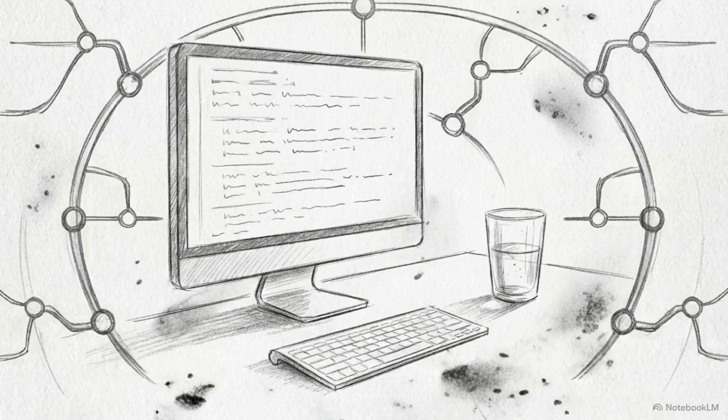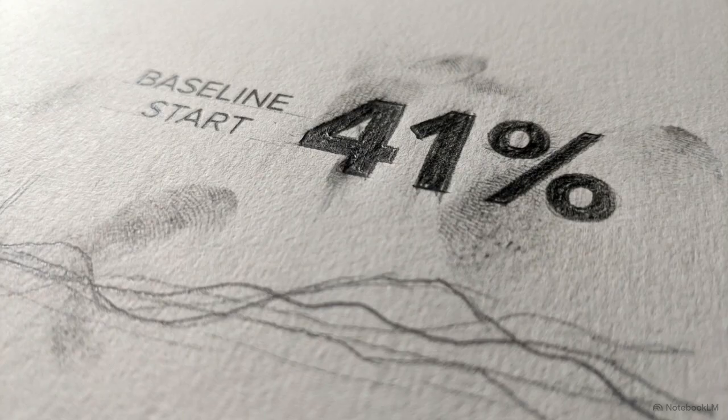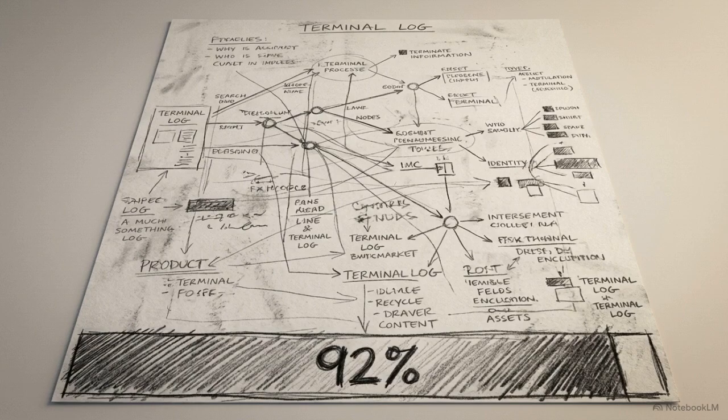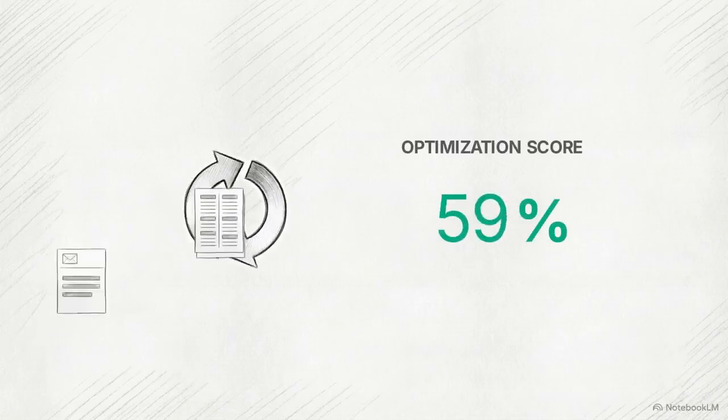You return the next morning after the system has run unsupervised. This log shows the mathematical outcome of a typical session. In this experiment, a draft starting at a 41% baseline climbed incrementally through autonomous refinement to reach a final score of 92%. This loop optimizes anything you can score.